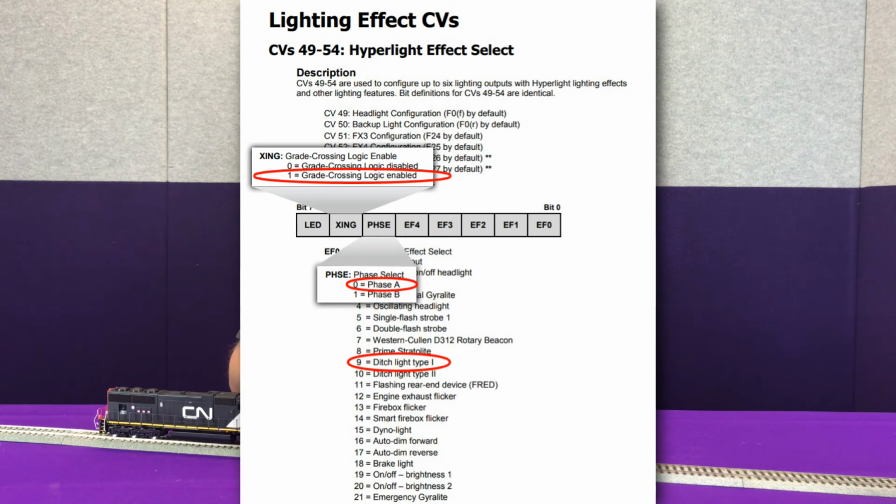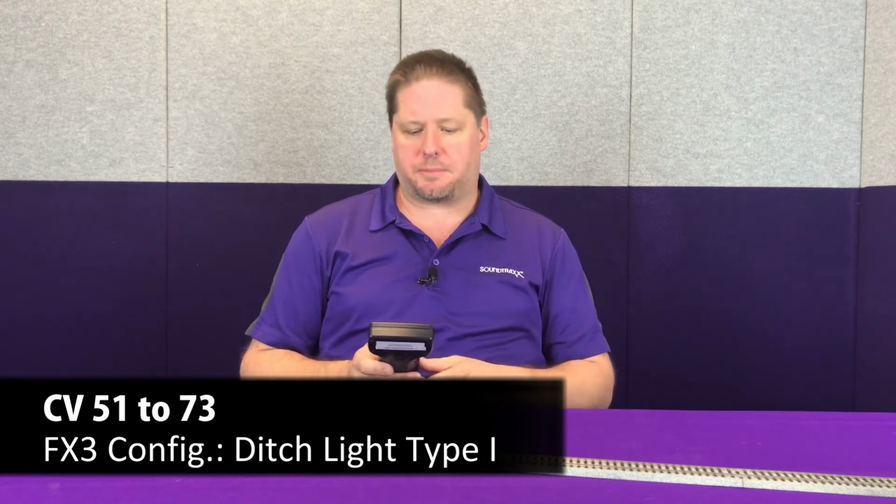So for the FX3, using our user's guide as a reference, we're going to determine that CV 51 should actually be set to a value of 73. For our type 1 ditch light, we want crossing logic enabled, and we're going to use this one as phase A, which means this one's going to be illuminated right out of the package.